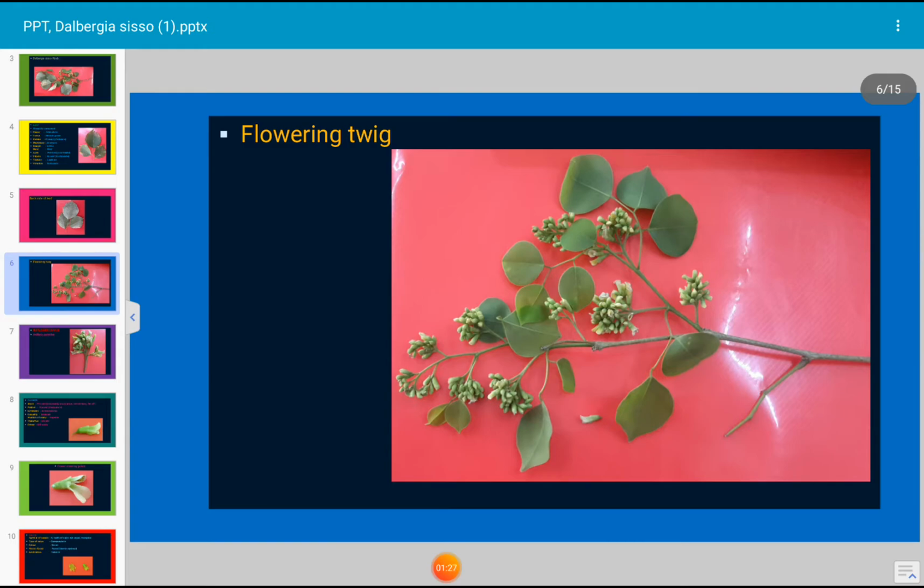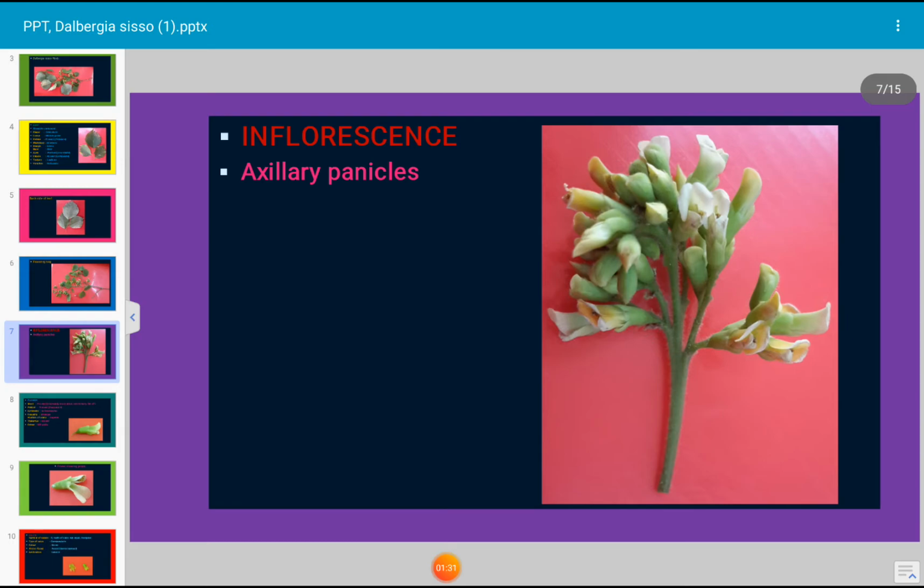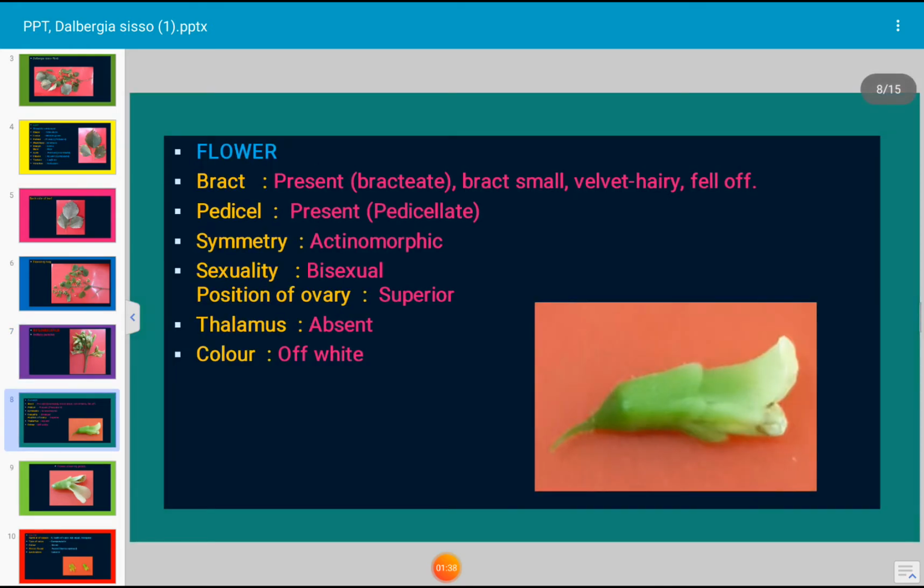And this is flowering twig of Dalbergia sisso. This is inflorescence of Dalbergia sisso, and axillary panicle type of inflorescence occurs in Dalbergia sisso. And this is the flower of Dalbergia sisso. Bract is present and the flower is described as bractate. A bract is small, velvety, hairy, and falls off at an early stage.